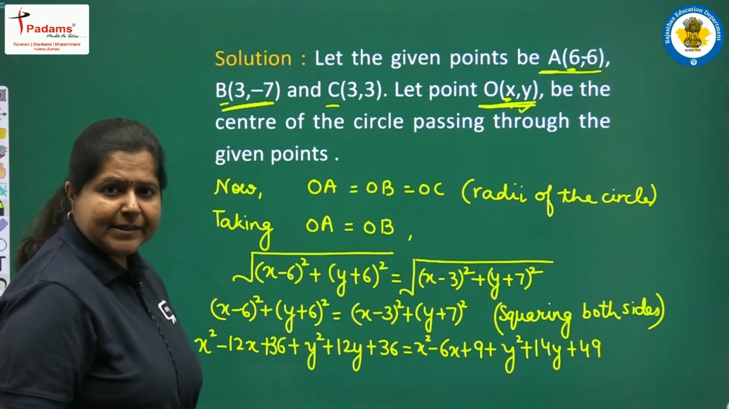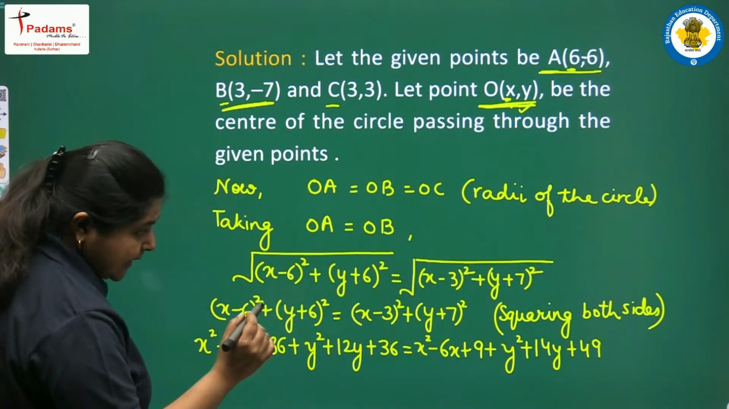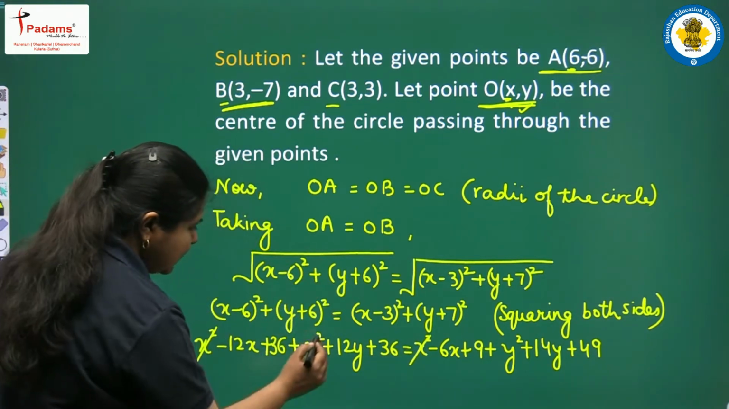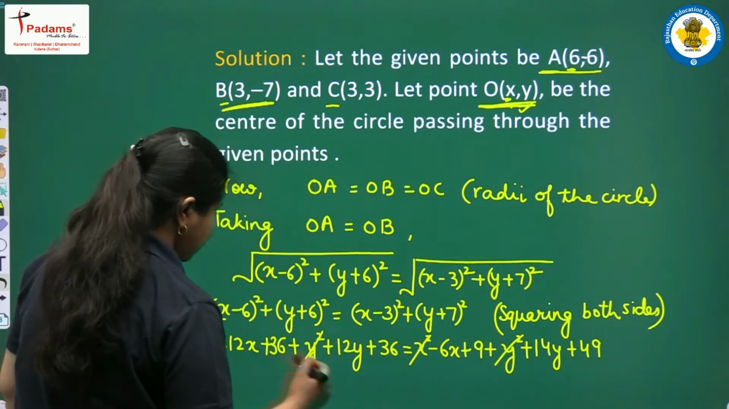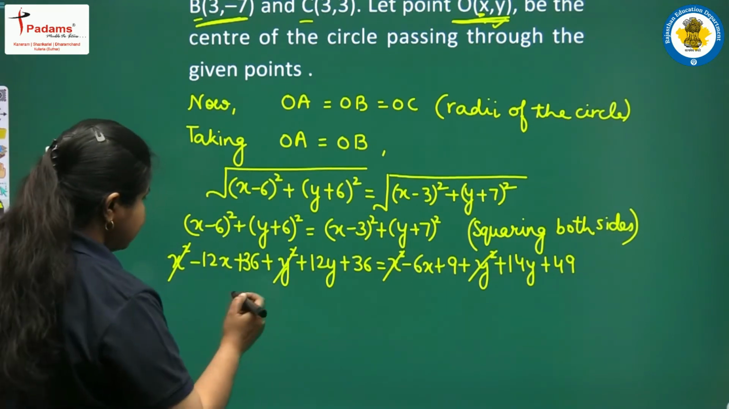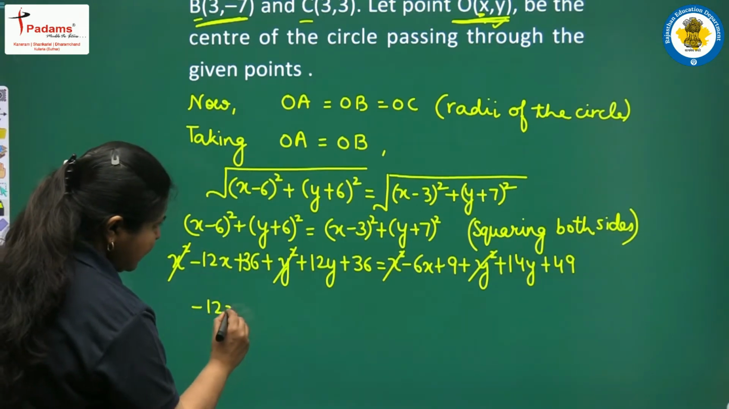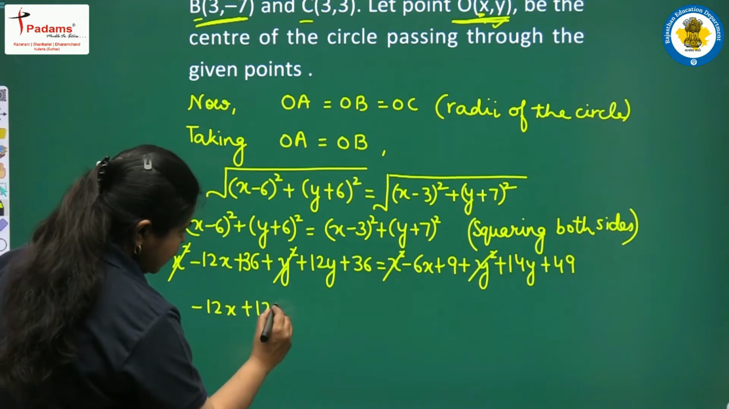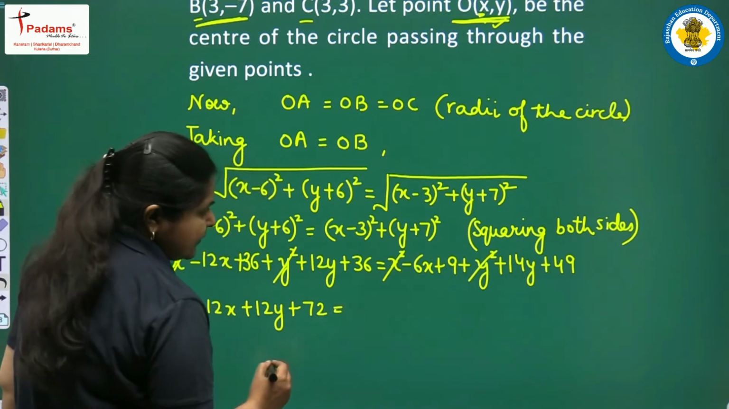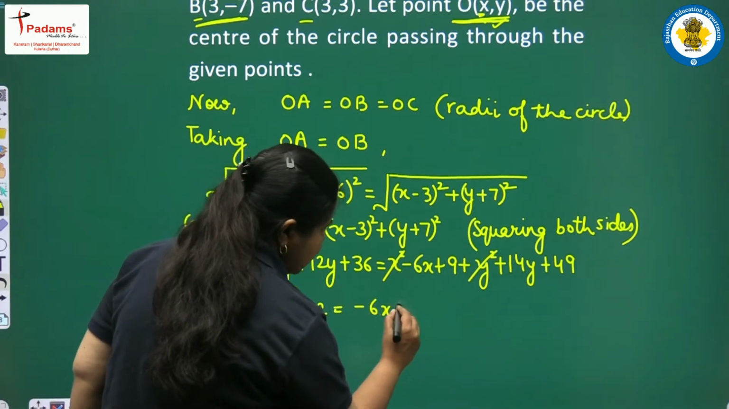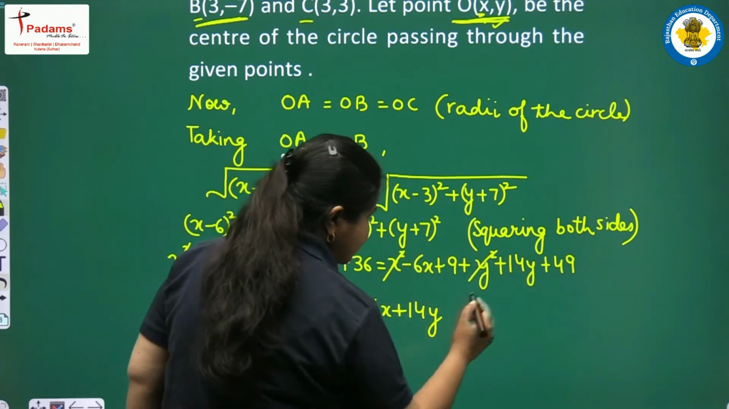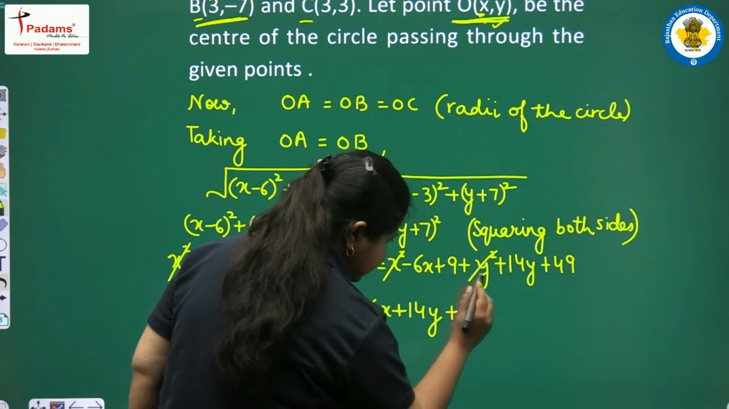I hope it is very much understood to you. Now we can cancel the like terms on both the sides. आप देखिए ये x square और x square cancel हो जाएगा, y square cancel हो जाएगा. Now we can simplify it. We will get it as minus 12x plus 12y plus 36 plus 36, it will be 72, and here we will have minus 6x plus 14y, and here we will have 9 plus 49, it will become 58.